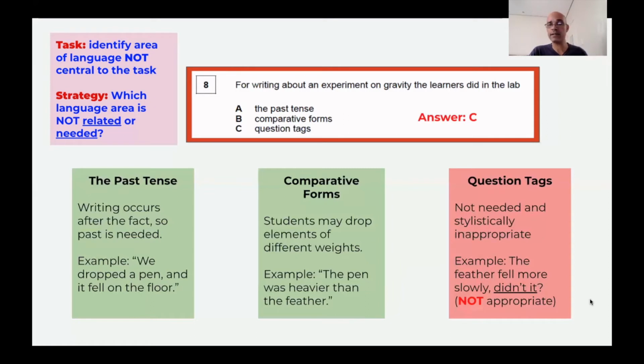I hope this has made it clear for you, and this has showed you how we can go about answering these questions. So let's move on. Let's go to question number 9.